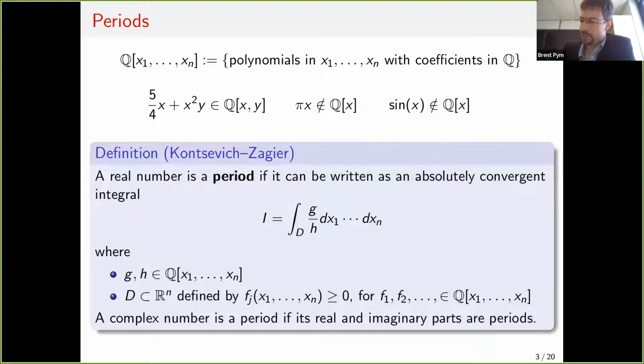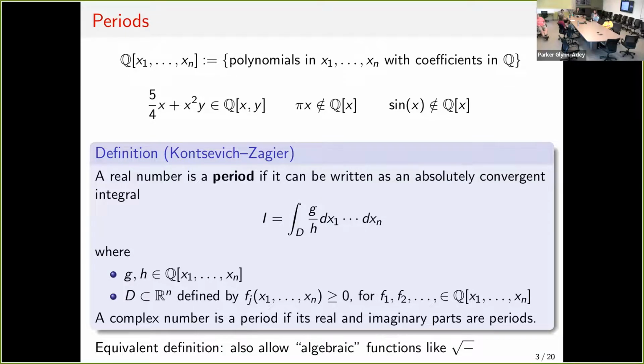Are there any questions about this definition? Can I be super nitpicky? Okay. Wait, so we want g and h to be polynomials, but in the previous thing, your h was a square root of a polynomial. Are square roots of polynomials?